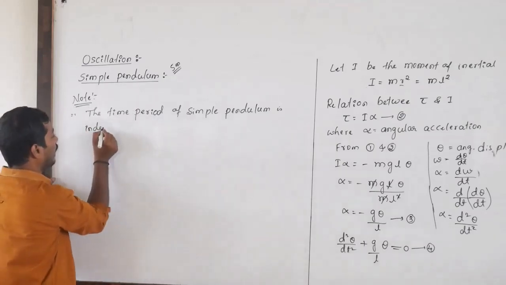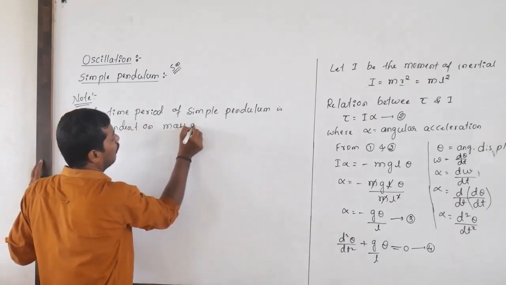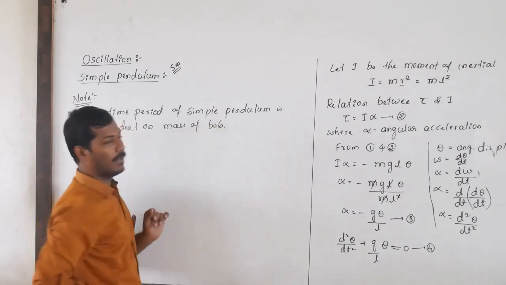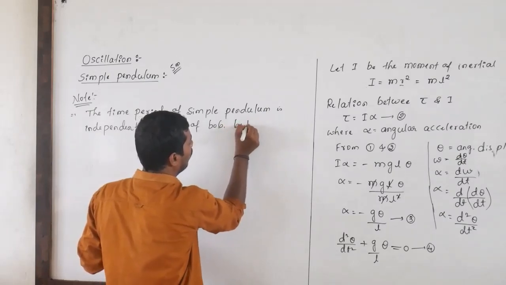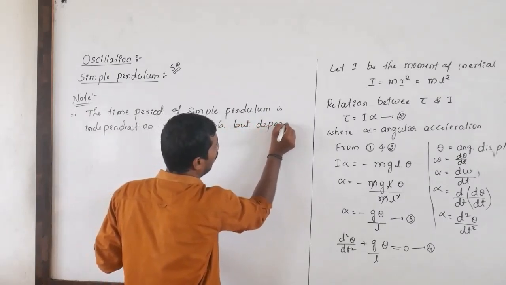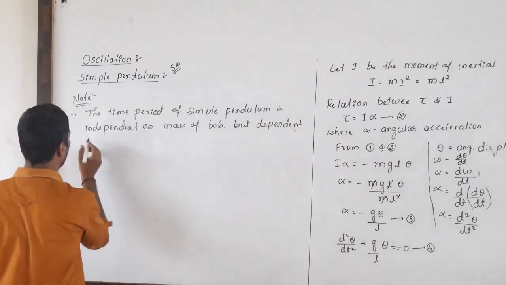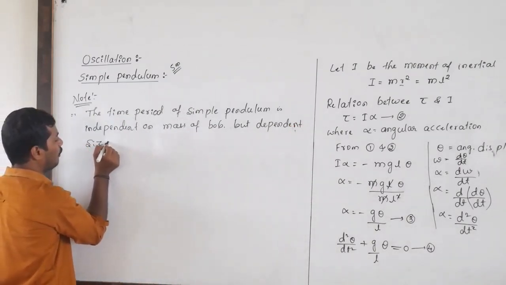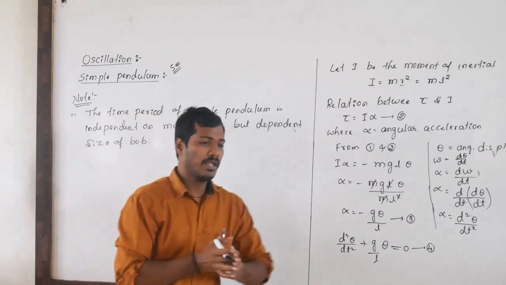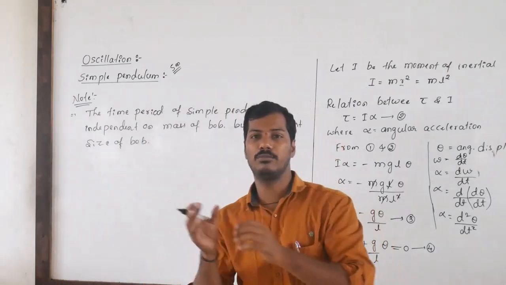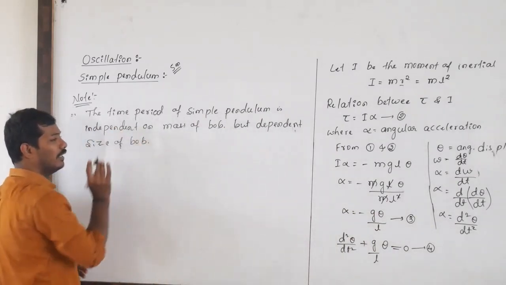Okay, it is independent of the mass of the ball, and it is dependent on, what is the term, the size of the ball. Only the size of the ball. Size of the ball means what? If you take an iron ball and the other is a plastic ball or aluminium ball or something. Only it depends on that much.